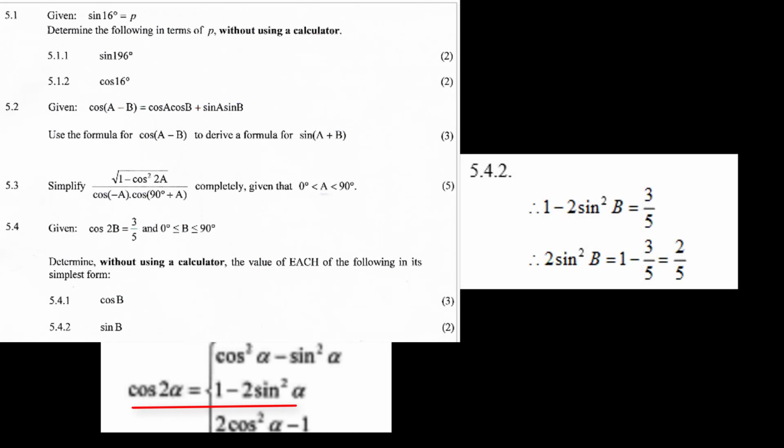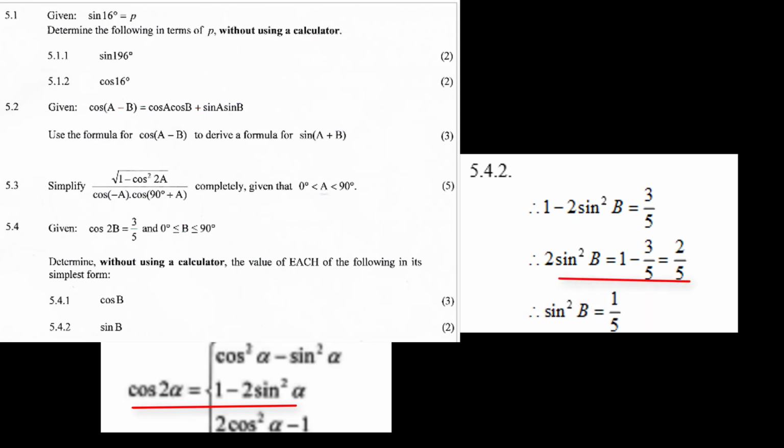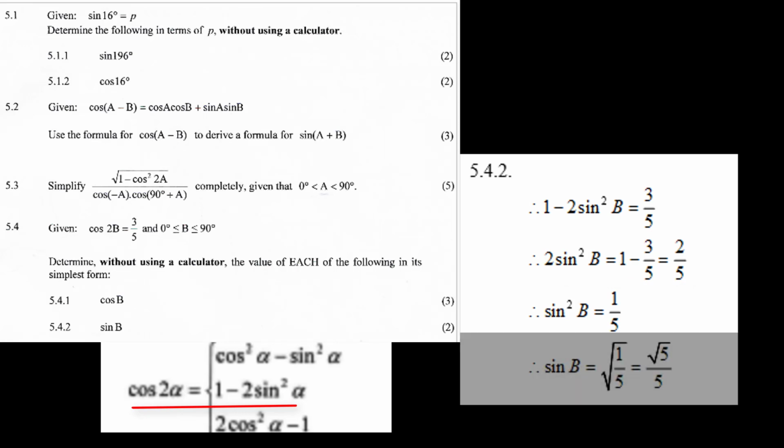Question 5.4.2. For 2 marks, determine the sine of b. From the info sheet, cos 2b equals 1 minus 2 sine squared b. Put this equal to 3 over 5. 2 sine squared b equals 1 minus 3 over 5 equals 2 over 5. Therefore sine squared b equals 1 over 5. Therefore sine b equals the square root of 1 over 5, or root 5 over 5.